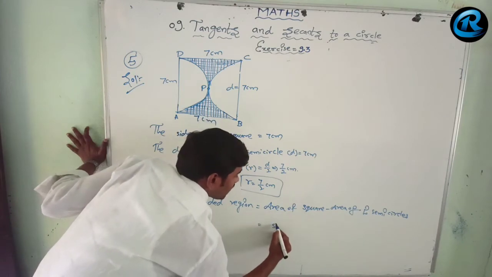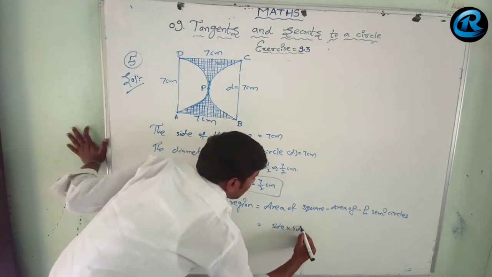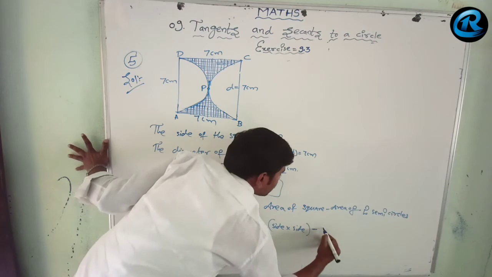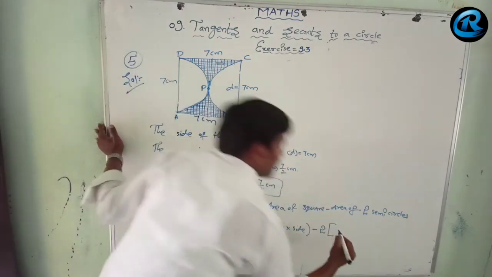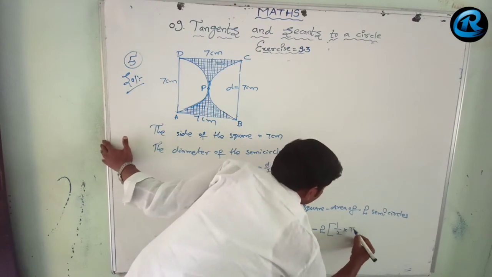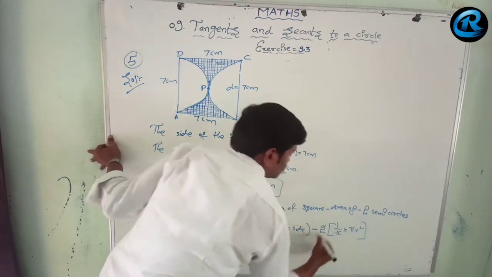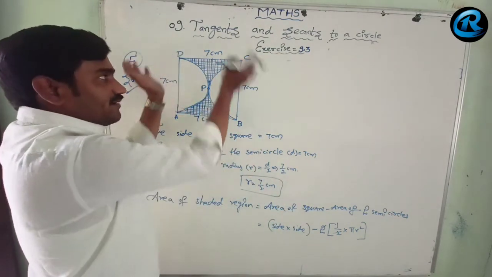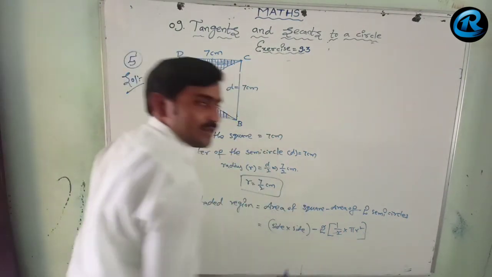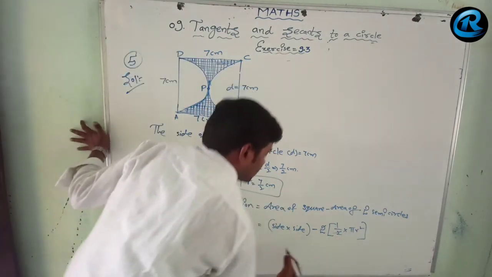Area of the square, formula: side into side, minus 2 into area of semicircle, formula 1 by 2 into pi r square. The 2s get cancelled. Here, when you join 2 semicircles, we get a complete circle, that's why we get pi r square.